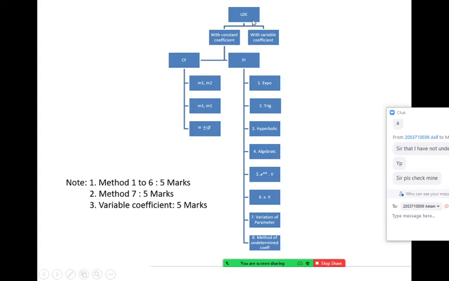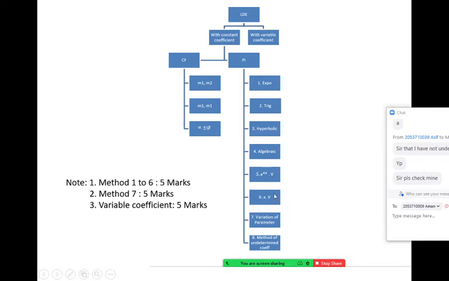We already discussed in the last session a summary about this topic. Linear differential equations are divided into two parts mainly: differential equation with constant coefficient and differential equation with variable coefficient. For CF we have three methods there, but for PI we have nearly eight methods.